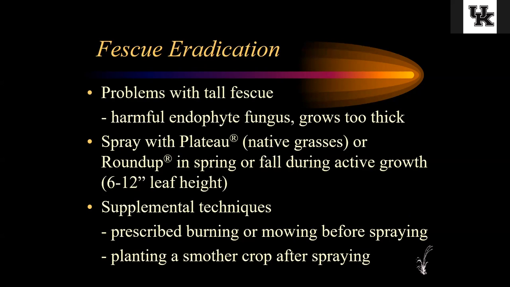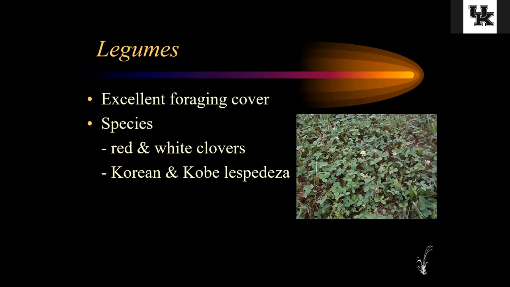Okay, now we'll go from the cover side of things and into the food side of things. Oftentimes we'll recommend legumes. And basically a legume is any plant that can fix nitrogen out of the soil that is not available to other plants. And the legumes that are very popular to produce forage for wildlife are things like white and red clover. Korean and Kobe lespedeza, we don't use that quite as much as we used to, but that's still an option for extremely poor soil. Alfalfa is another legume that does make excellent forage for wildlife.